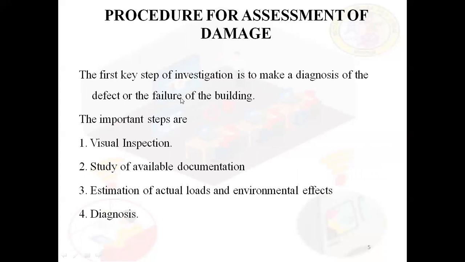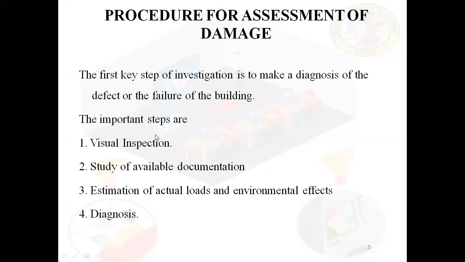Next, let us go in detail the procedure for assessment of damage. So this is the first step. The first key step for investigation is to make a diagnosis of the defects or the failure of the building. That means the step-by-step procedure we are having: visual inspection, study of available documentation, estimation of actual loads and environmental effects, diagnosis. So these are the different steps in the assessment of the damage.